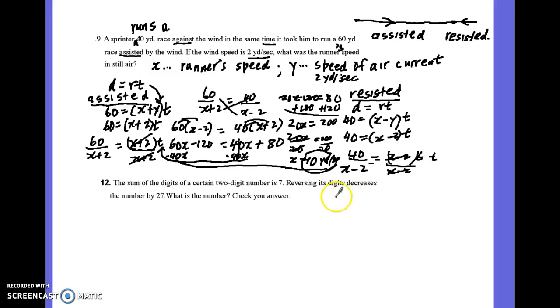Alright, let's go ahead and work it over here. We don't know what the number is, but we know it could be 25 or 37 or 44. So let's just assume that it is XY. So the reversal would be what? YX. Alright?